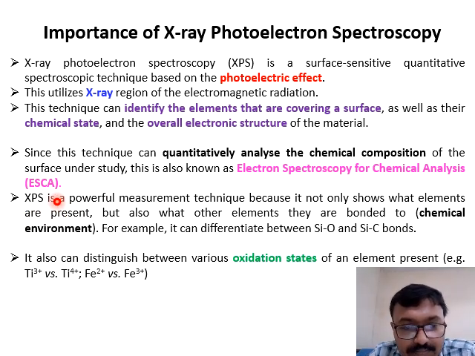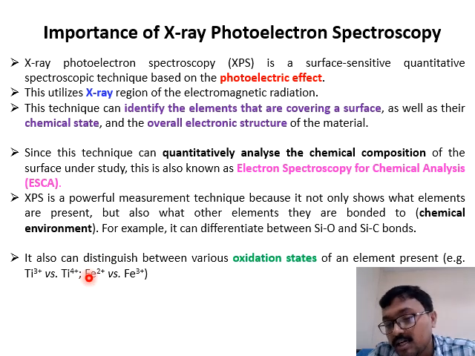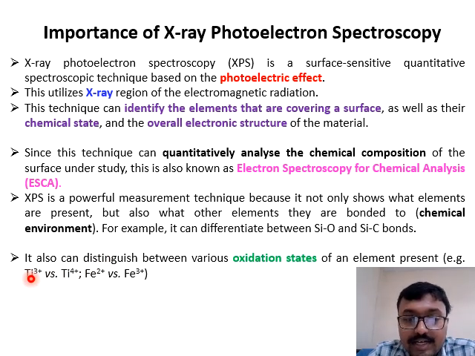Next, by XPS we can differentiate different types of chemical environment, different types of bonding. For example, silicon oxide bond and carbon silicon bond. This type of difference we can detect by XPS. We can also detect the oxidation state, whether the element on the surface is +3 or +2 or +4. So we can identify iron 2 plus versus iron 3 plus, and titanium 3 plus versus titanium 4 plus by the XPS technique.